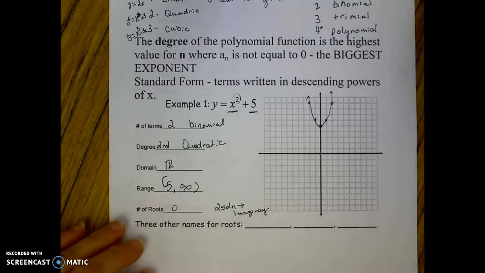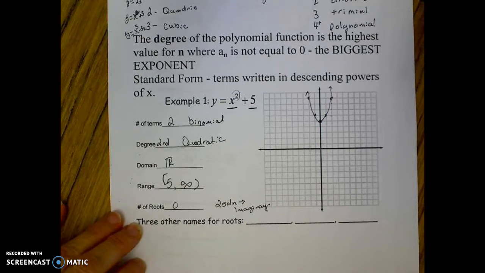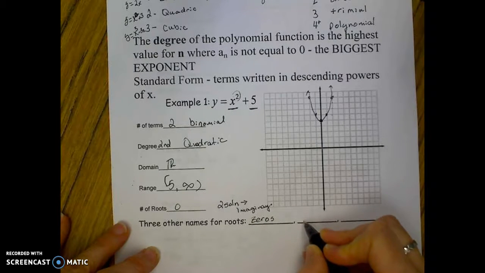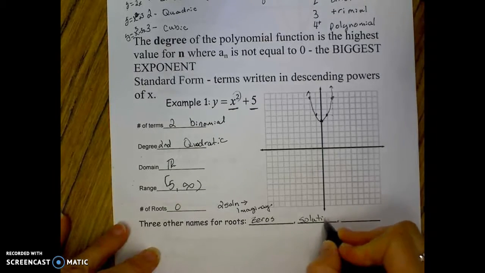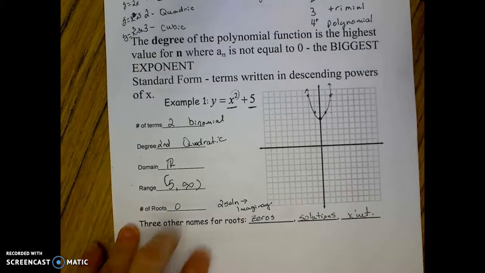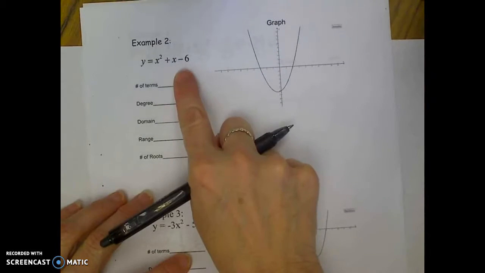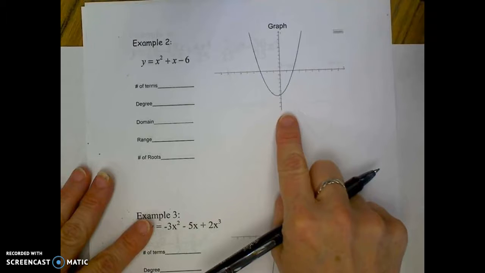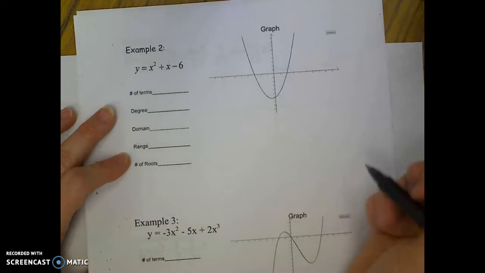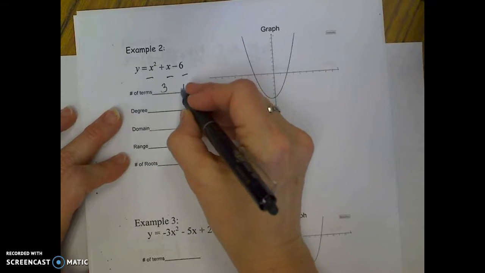Right? You may be asked to find those in the future, but for right now, we're not going to name them. The other words that we know for roots would be zeros, solutions, and x-intercepts. All right? Okay, looking at example 2 there on your page, you've got another quadratic. We're just going to go ahead and graph it. You could do that on your calculator. You could do that by hand. When we look at this, it has 1, 2, 3 terms, which makes it a trinomial.